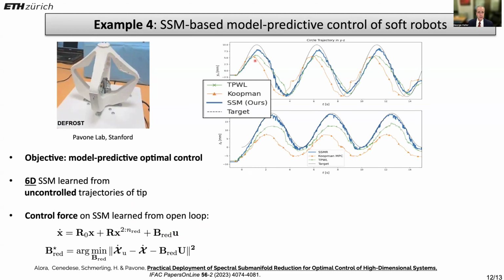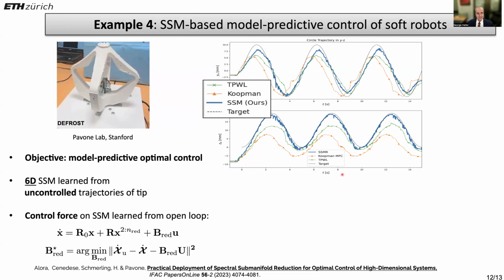But using that one, they compared different controller strategies. Ours is the SSM-based one, the blue one. And the target would be just this dashed line. And you can see that we get the closest to that in the metric. They also used other techniques that they had implemented in the lab. One of them was trajectory piecewise linearization. The other one is Koopman or extended DMD. And in the metric, we're doing the best.